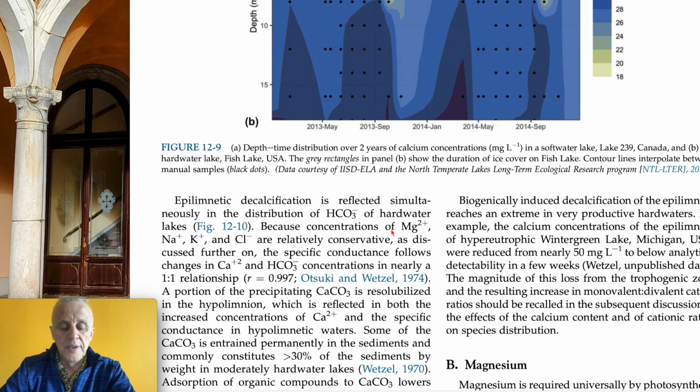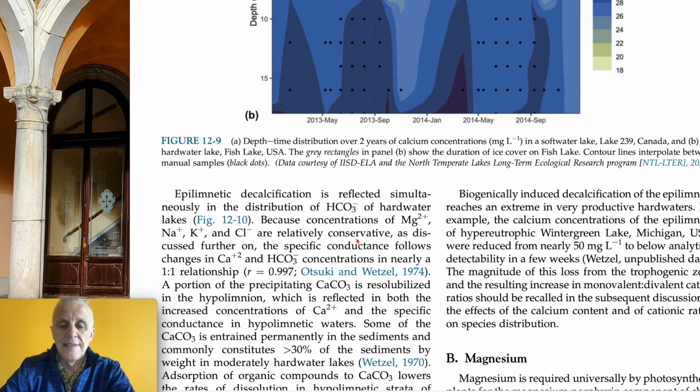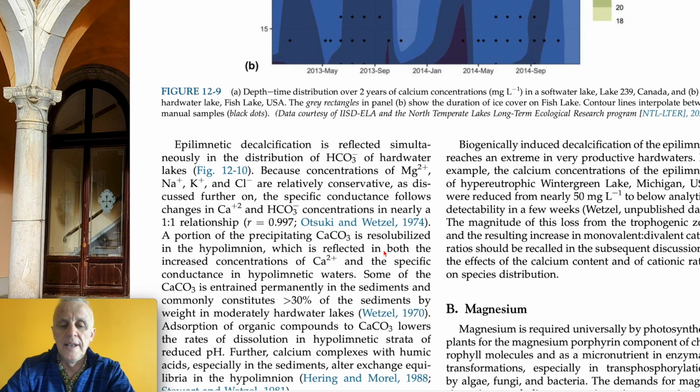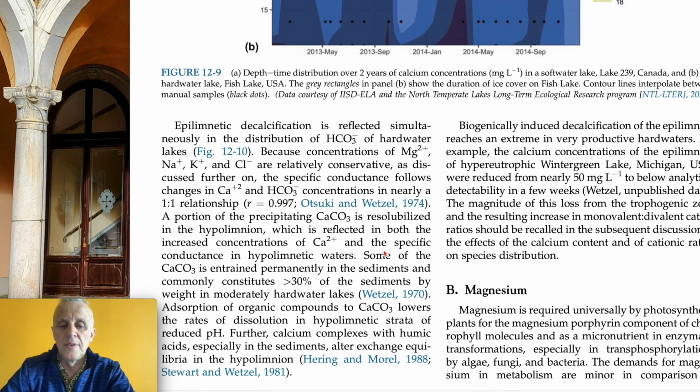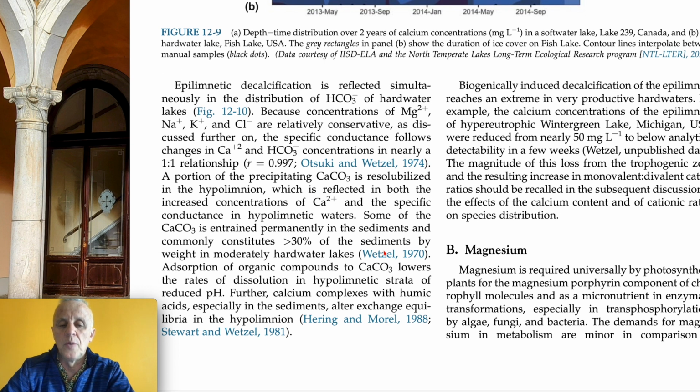So let's start on the text here. Epilimnetic decalcification is reflected simultaneously in the distribution of bicarbonates of hard water lakes, because concentrations of magnesium, sodium, potassium, and chloride are relatively conservative, as discussed further on. The specific conductance follows changes in calcium and bicarbonate concentration in nearly a 1-to-1 relationship.